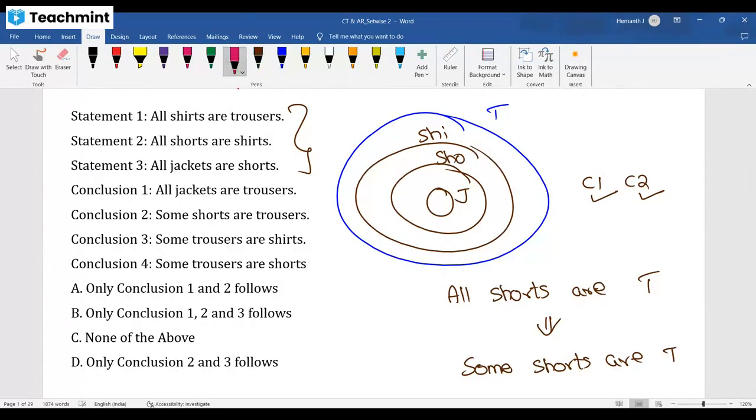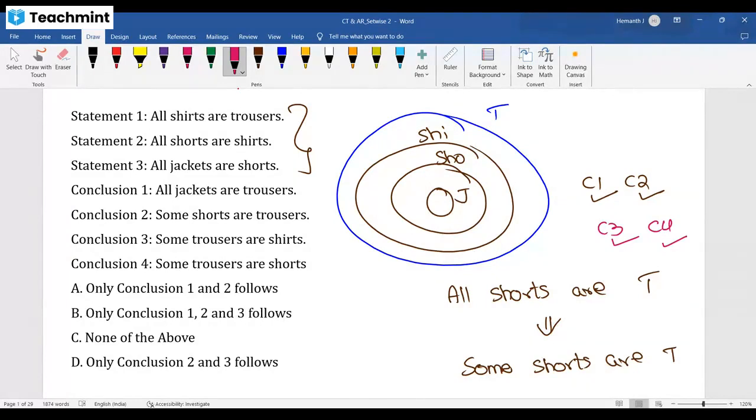Next, some trousers are shirts. Yes, some part of trousers are shirts. Third one correct. Fourth one, some trousers are shorts. Some part of trousers are shorts. Yes, fourth one also correct. Fourth one is not there in the options. All follows actually.